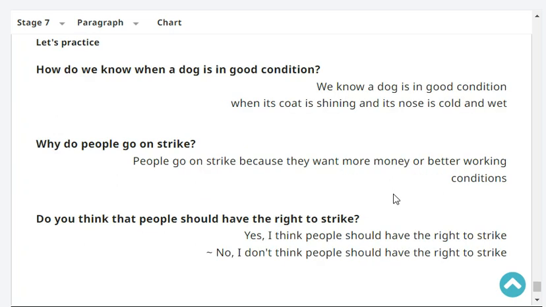Why do people go on strike? People go on strike because they want more money or better working conditions. Very good.